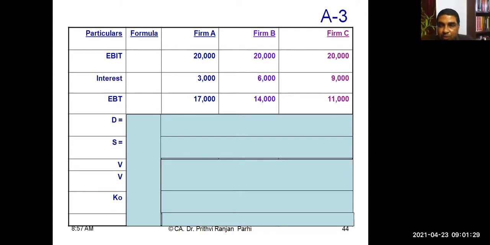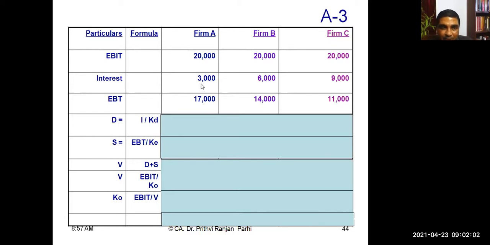Now, friends, the question has told us to calculate the value of the farm. For that, we need to calculate the value of debt, the value of shares, and the overall value. The value of the farm is the value of debt plus the value of shares. So how to calculate? We have to use this formula. Already I had explained it to you in the previous class. D can be calculated by using this formula, interest by KD. Can you calculate D? That is, what is the value of debt? Interest figures are given to you.